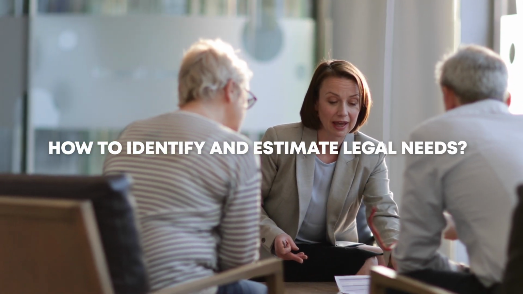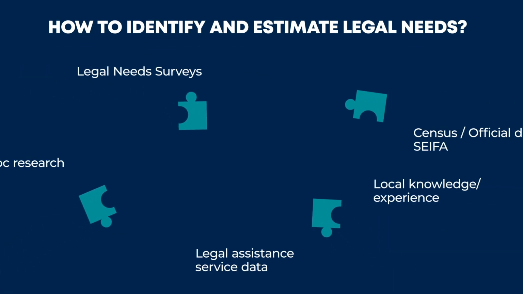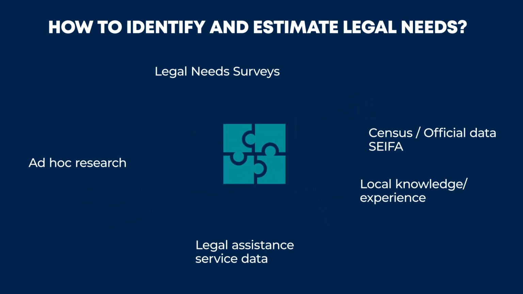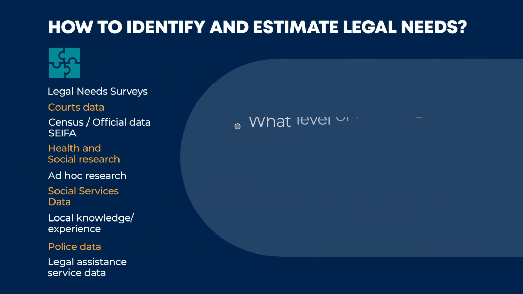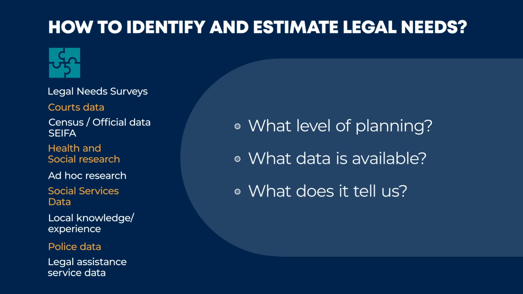So where does that leave us, and the question of how we can identify and estimate legal needs? Perhaps a good way to describe the challenge of it is to think of it as a jigsaw puzzle where all these various sources of information can play a role in piecing together the broader picture. Service data is definitely a part of the picture, but needs to be considered along with other information. And we can add more sources to draw from, including social services data, courts and police data, alongside health and social research. What needs to be considered is, what level of planning are we looking at? What data might be available at that level? And how do we put it all together in a relevant way?